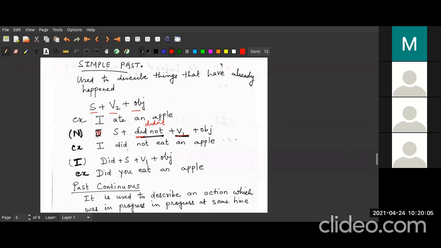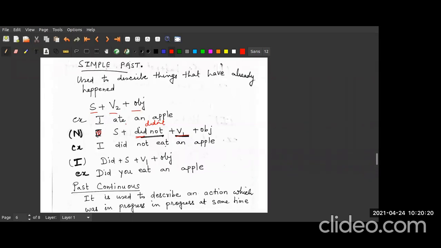क्योंकि हमने did not लगा दिया तो पूरा sentence जो है वो past हो गया. Here you cannot use the V2. In the structure you will have V2, but when you will add did not, you will change this V2 to V1. So this you have to remember.